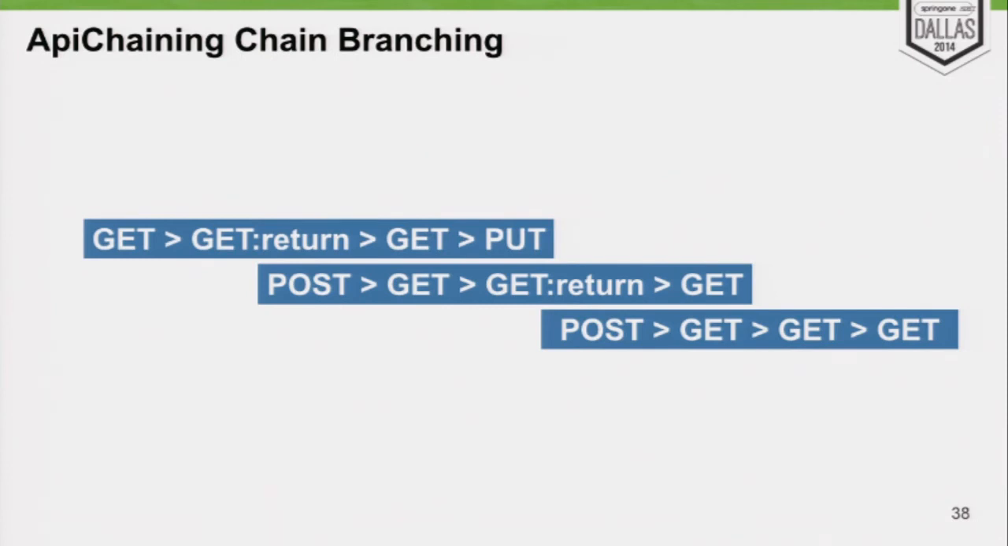Another nice thing about API chaining is that you can do API chaining branching. At any point in the chain, you can just return right in the middle, branch off of the data that you got right there, start a new chain, and then start back up my chain again.